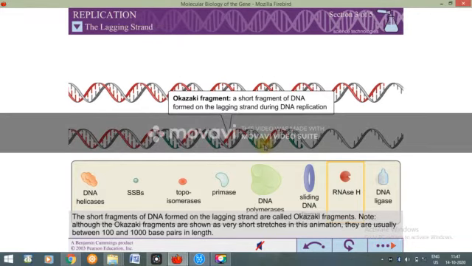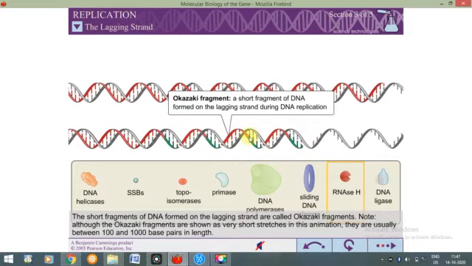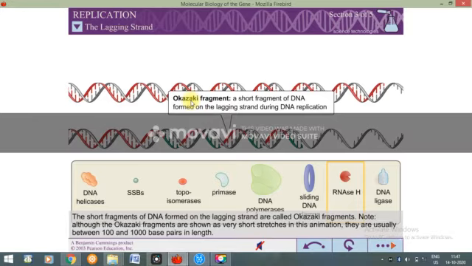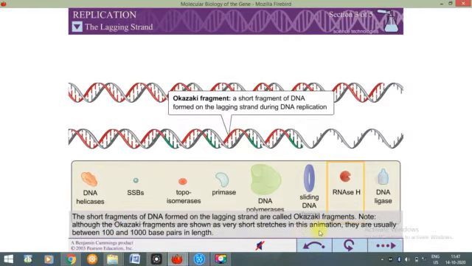Okay, and it makes small copies of DNA, small fragments of DNA, which are held together by RNA molecules. The process is slower, and this was discovered by Okazaki. Okay, and that's why these fragments were named after him, and it was called Okazaki fragment. Now you can learn the number of base pairs present in the Okazaki fragment. As you can see, although the Okazaki fragments are shown as very short stretches in this animation, they are usually between 100 to 1000 base pairs in length. So that's the length of Okazaki fragment. Remember this thing. Let's move ahead.